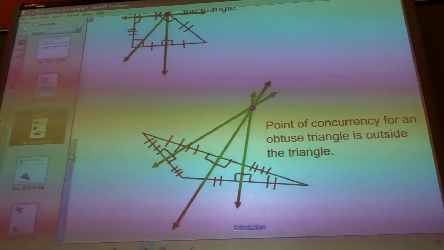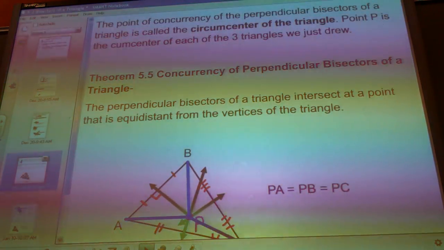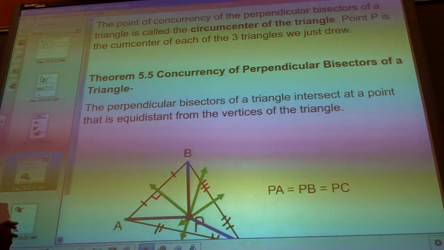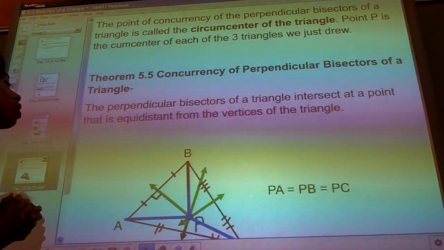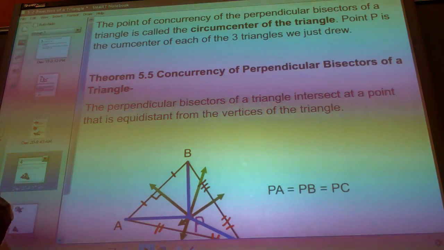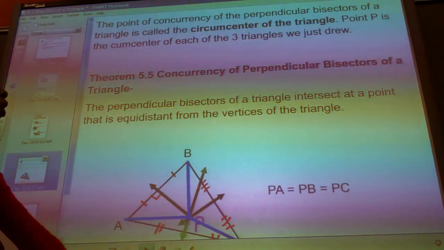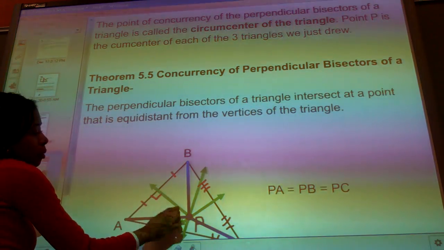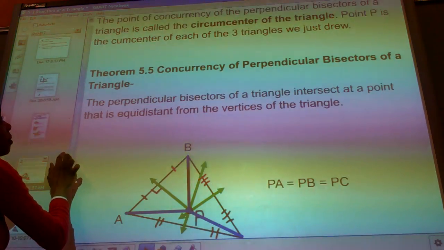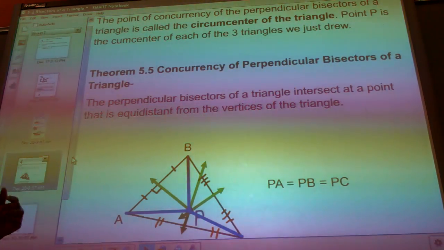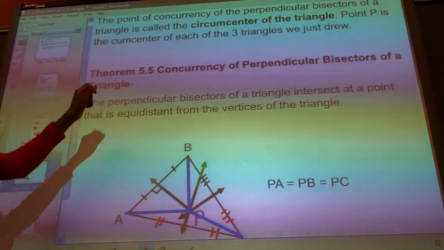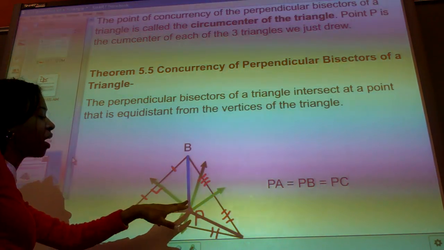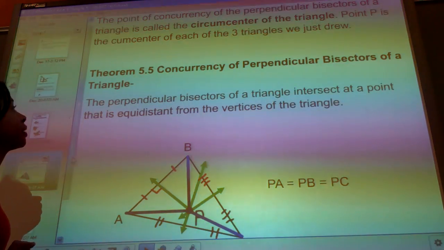Next, the point of concurrency of the perpendicular bisectors of a triangle is called the circumcenter of the triangle. I'll show you what I mean in just a minute. On this one, the green lines are my perpendicular bisectors, and I'm going to slide this just a little bit so you should be able to see the top. Point P is the circumcenter of the three triangles we just drew, and the one we're getting ready to look at right now.